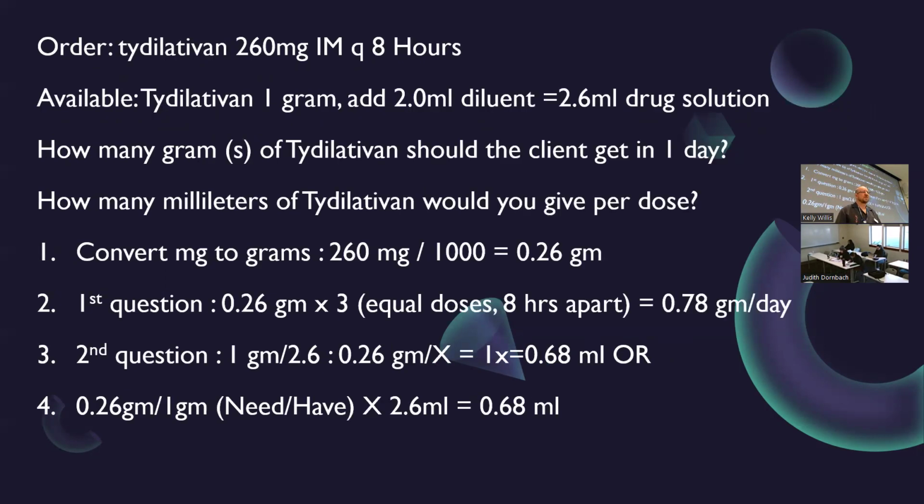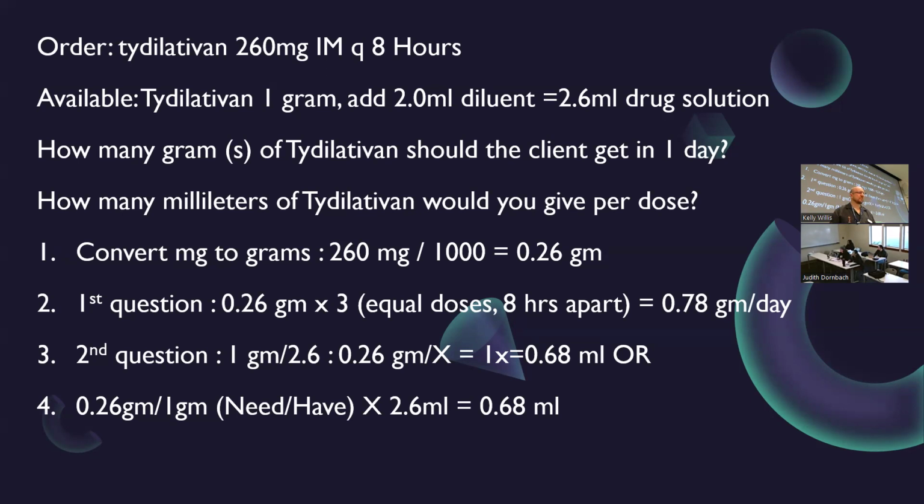And then I think the new thing that you're going to see are a couple of IV flow rates. So I have those in here too. Idoladivan, another made-up medication, 260 milligrams IV every 6 hours. Available is 1 gram. Add 2 mLs diluent to 2.6 mLs drug solution. How many grams of idoladivan should the client get in 1 day?